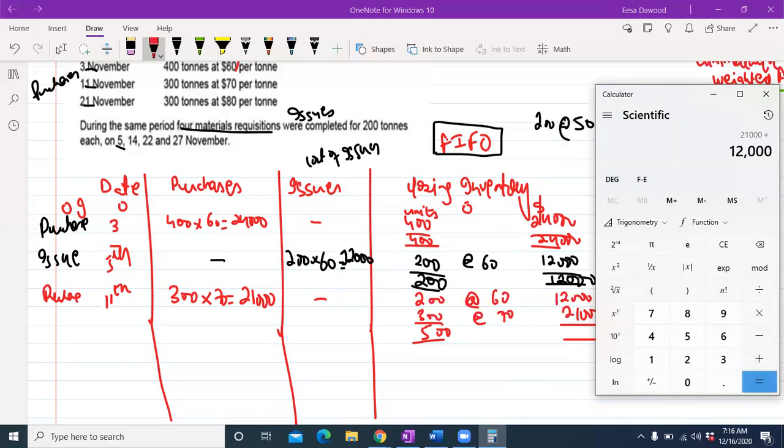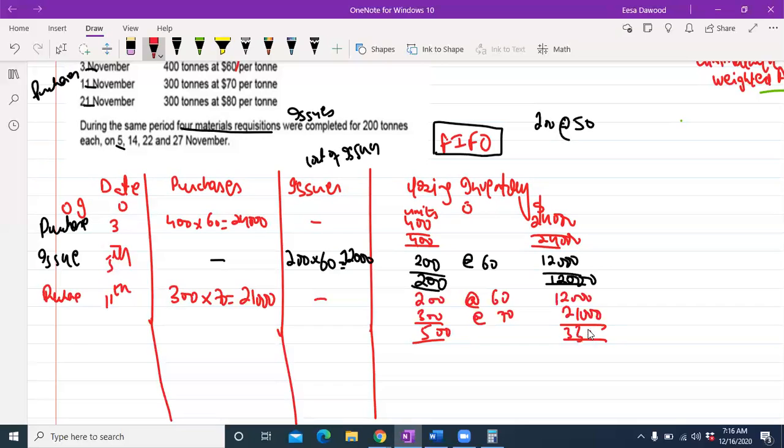21,000 plus 12,000. It is 33,000. Okay. Now, what is the next date? Next date is 11th. After 11th, there's another issue. On which date? There's another issue on 14. How many units?